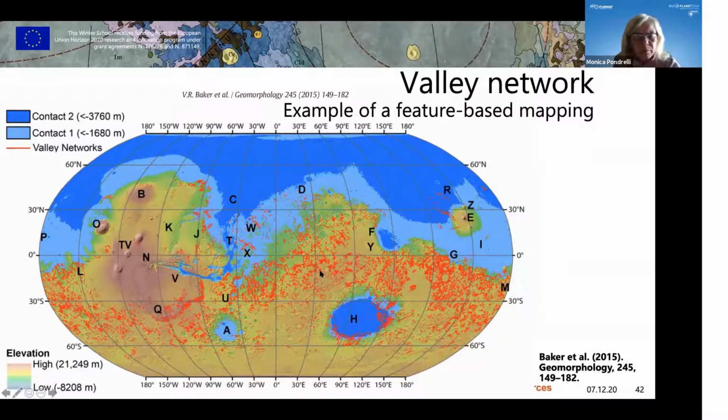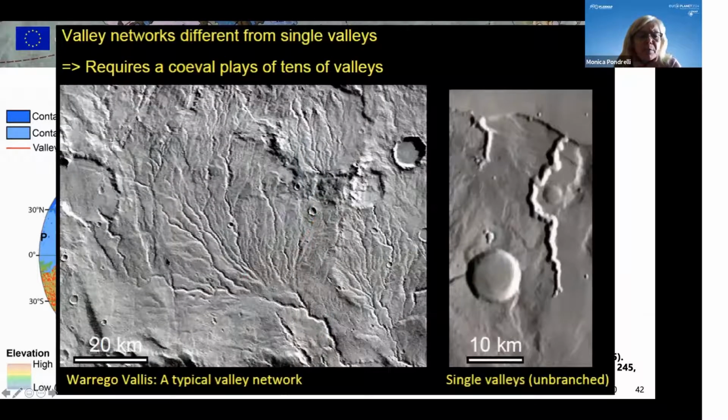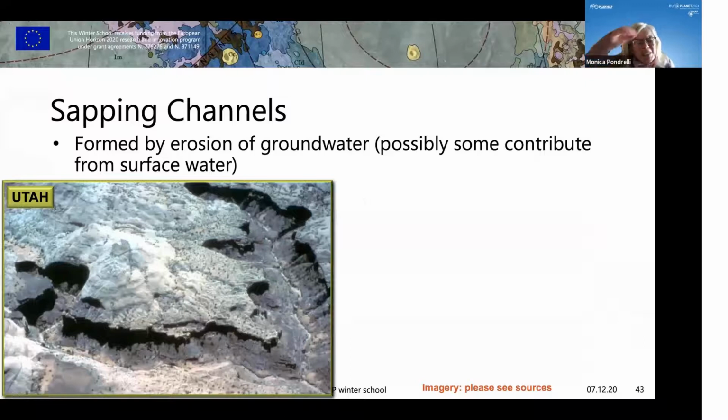You see, they cover almost entirely the highlands. This is an example of a valley network and of a single channel. Of course, these are not the same thing, because valley networks require the interplay of different valleys. A specific case of channel that is worth mentioning is the sapping channel.